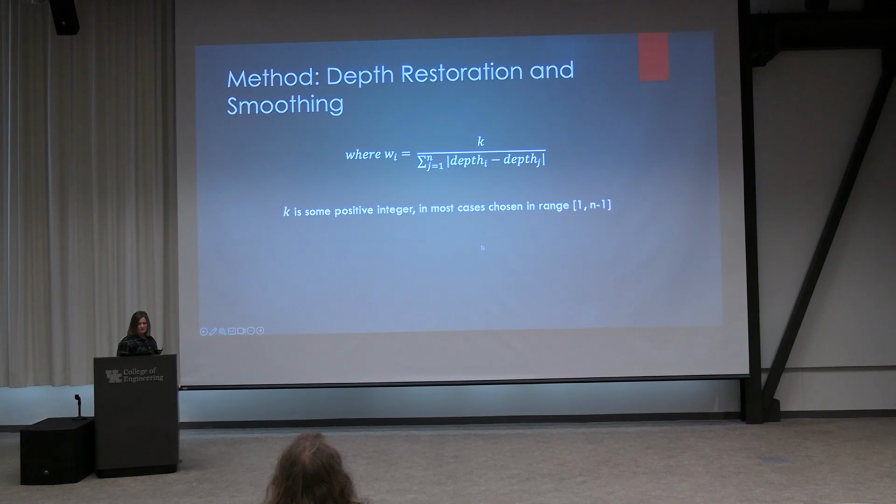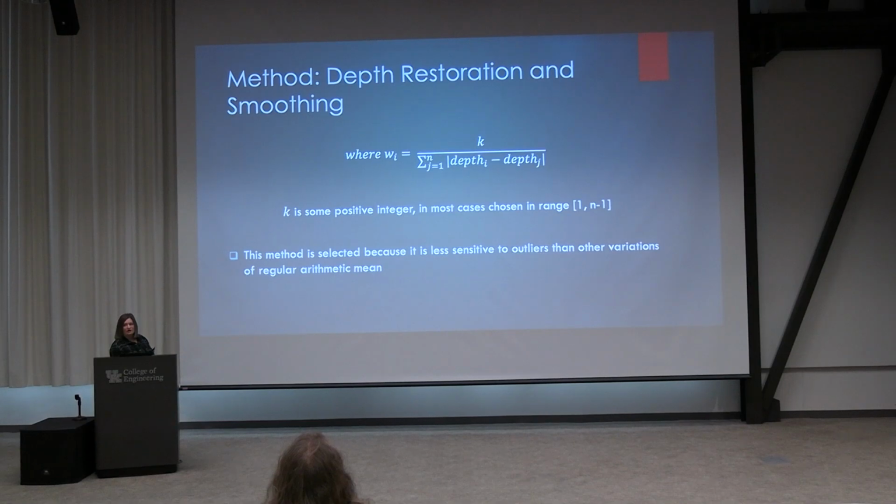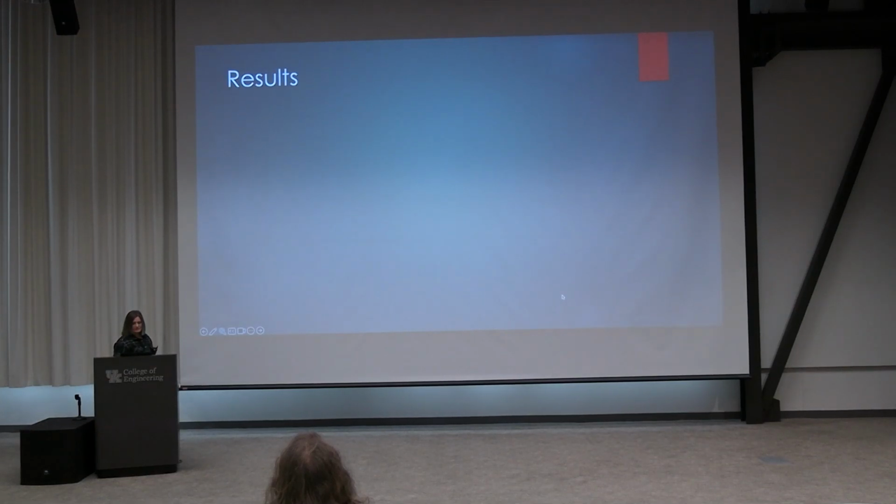So why is it good to use this method? It is because this method is less sensitive to outliers. Since we have sensors that will assign depth values according to the readings that they get, sometimes these readings are faulty. Even though it's within the boundary, it could still be faulty. So this method is less sensitive to this kind of data. So here's the result.